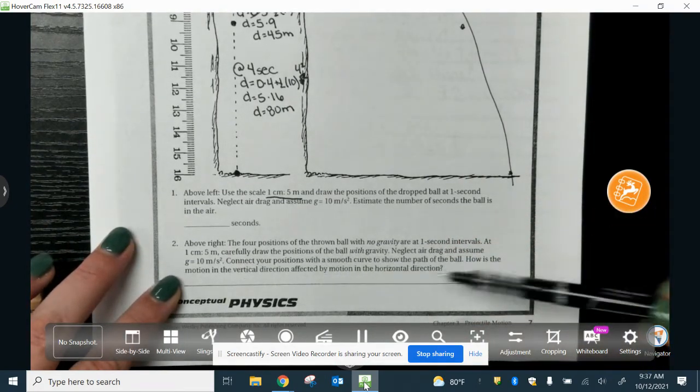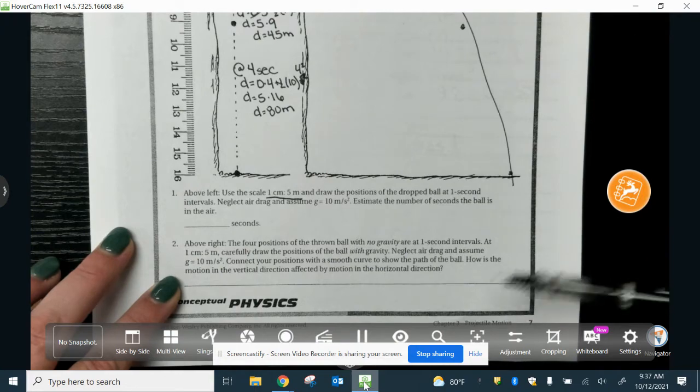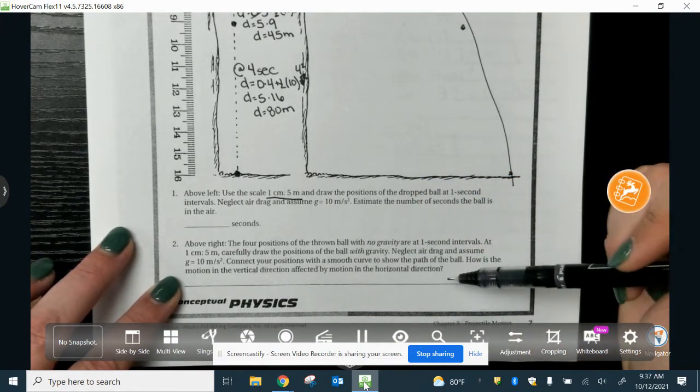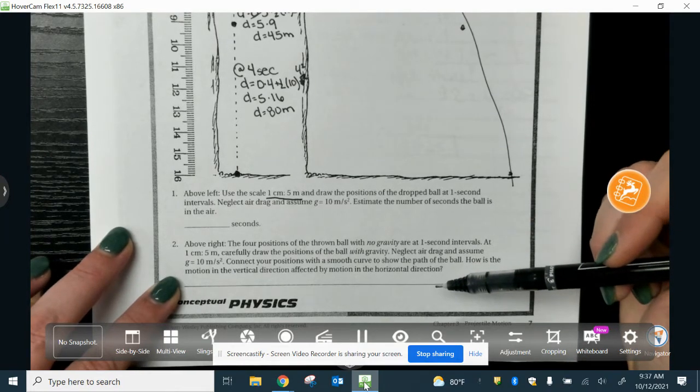Okay, down here it says a lot of stuff that we've just covered. Then it says, how is the motion in the vertical direction affected by the motion in the horizontal direction? It is not.